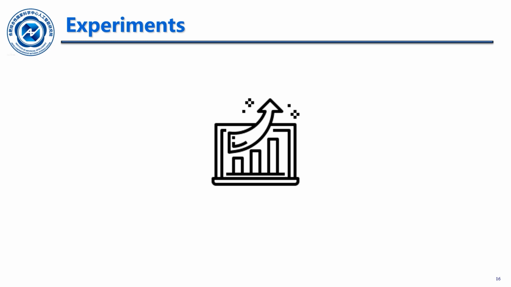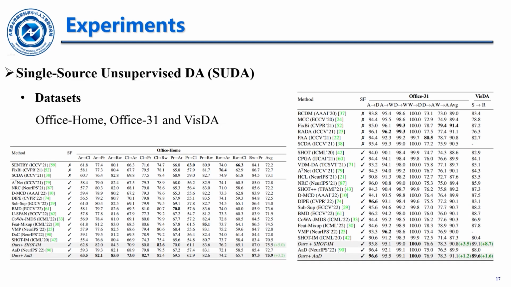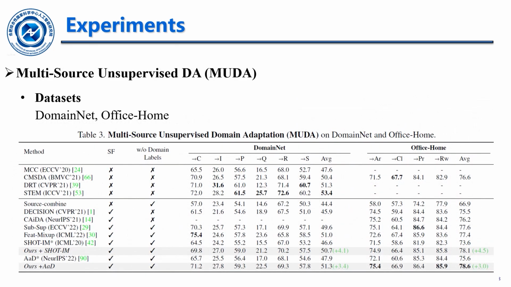We conduct experiments on different domain adaptation settings. The first one is single-source unsupervised domain adaptation. Our method achieves SOTA performance on Office-Home, Office-31, and VisDA datasets. Our method also surpasses UDA methods on the Office-Home and VisDA datasets. We also test our method on multi-source domain adaptation. In our method, we directly combine all source domains into a single domain, and the problem can be converted to single-source domain adaptation. Our method also brings considerable improvements.